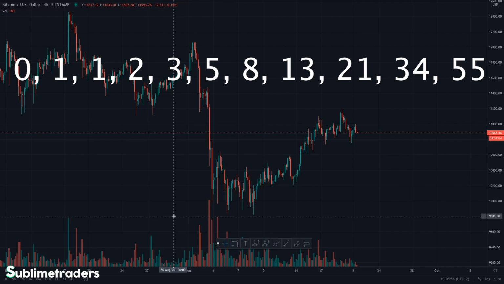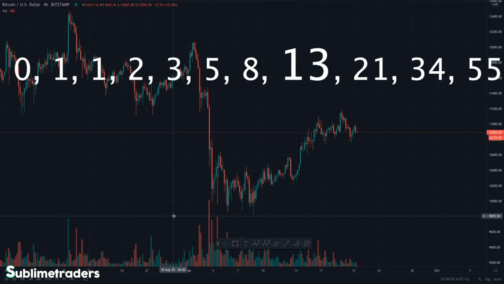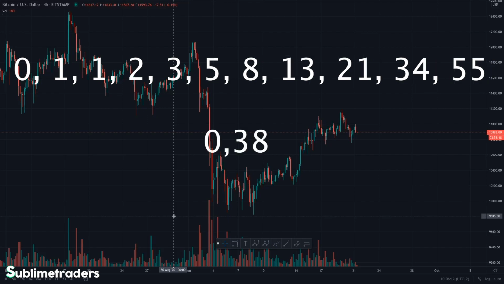Another key level is that of 38.2%, which is in turn obtained by dividing any number in the series by the number that is found two spots to the right. So for example, 5 divided by 13 is 0.38. The same goes for the 23.6% ratio, which is obtained by dividing a number in the sequence by one which is found 3 places to the right.